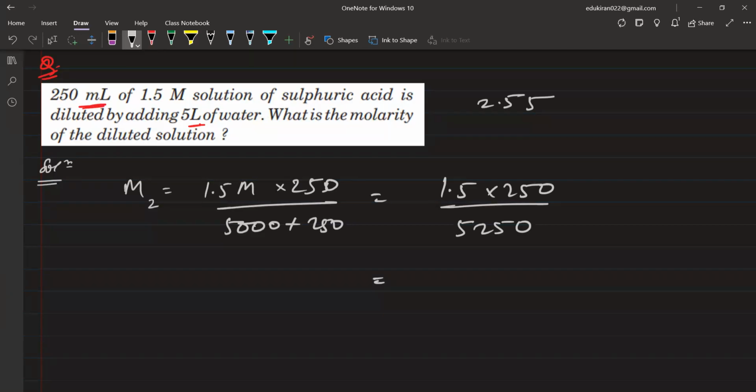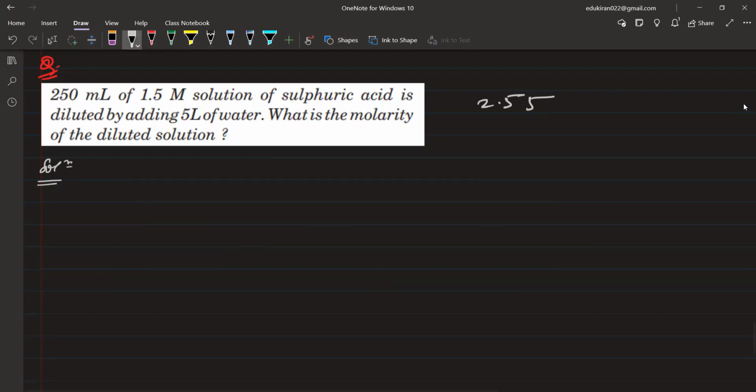So this would be the molarity of water, right? Sorry, what? Molarity of the solution, Harsha. Water does not have a molarity. This is dilution. Harsha, wait a second. I think you did not get the question. 250 ml of 1.5 molar solution of sulfuric acid is diluted by adding 5 liters of water. What is the molarity of the diluted solution? So the molarity of the diluted solution will be M2 equal to M1V1 upon V2, right?